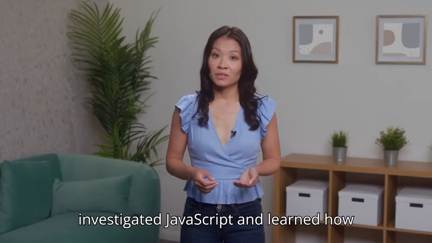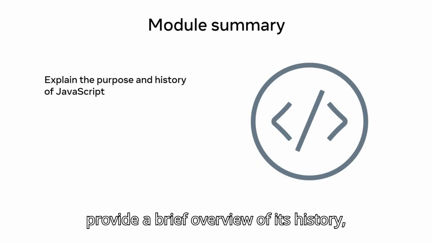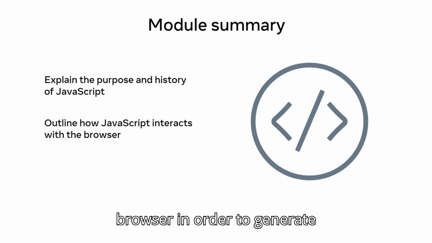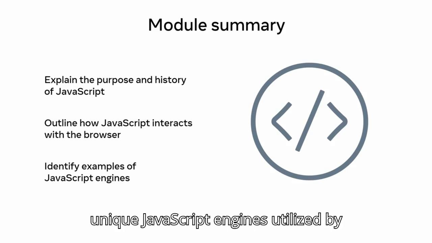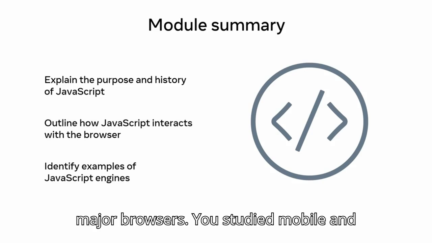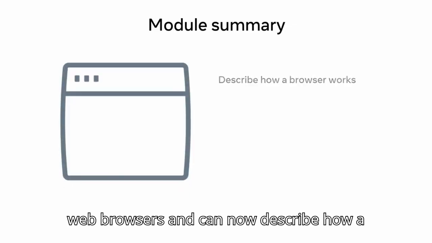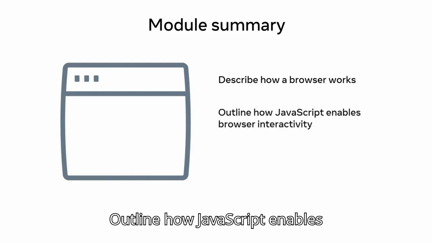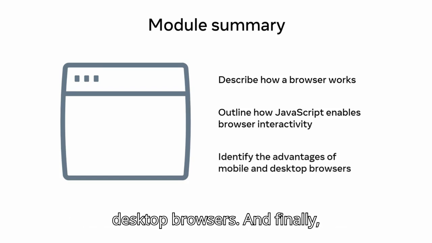You investigated JavaScript and learned how to explain the purpose of JavaScript and provide a brief overview of its history, outline how JavaScript interacts with the browser in order to generate interactivity, and identify some of the unique JavaScript engines utilized by major browsers. You studied mobile and web browsers and can now describe how a browser downloads and renders a website, outline how JavaScript enables interactivity in a web browser, and identify the advantages of mobile and desktop browsers.